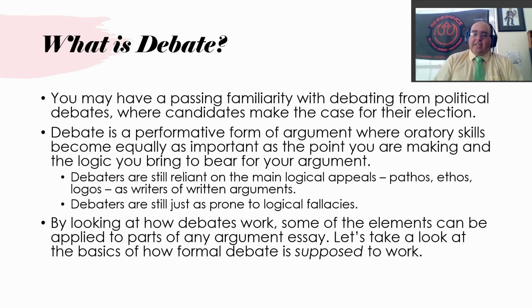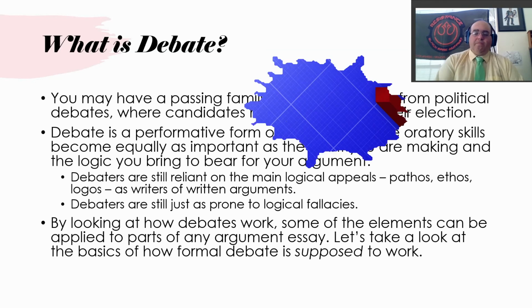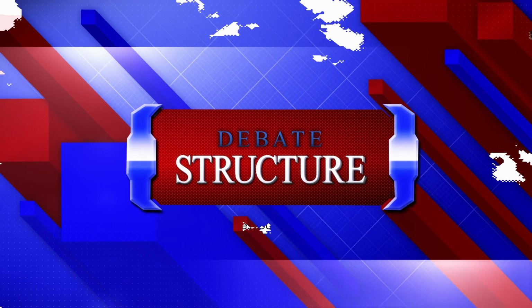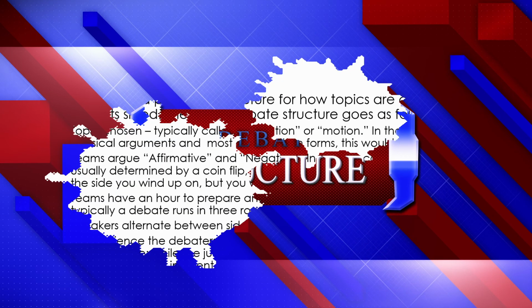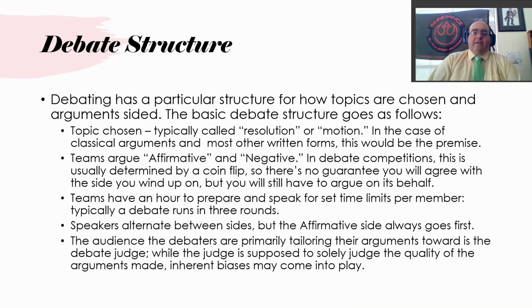So let's take a look at the basics of how verbal debate is supposed to work. Debate has a particular structure in terms of how topics are chosen and arguments are cited. Now, the basic debate structure, what everybody uses in a regular competitive debate, goes like this. First off, you have a chosen topic. It's typically called the resolution or the motion. In the case of classical arguments and most other written forms, this is going to be the premise of the argument. This is what you're going to try to argue.